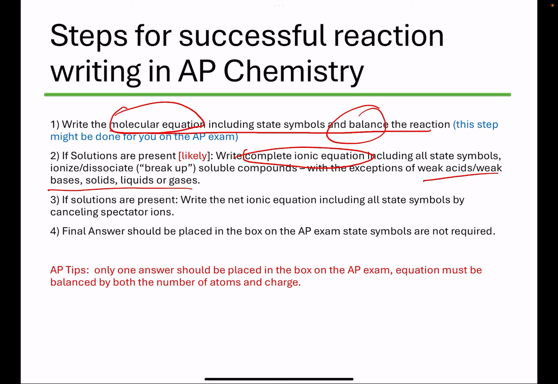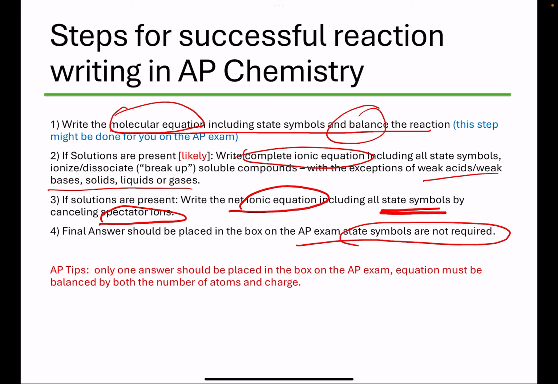If solutions are present, write the net ionic equation including all the state symbols. So we'll talk about what a net equation is, what a spectator ion is, and do remember the state symbol. So just about the aqueous state or solid or liquid. Final answer should be placed in the box in the AP exam, where the state symbols are not required.